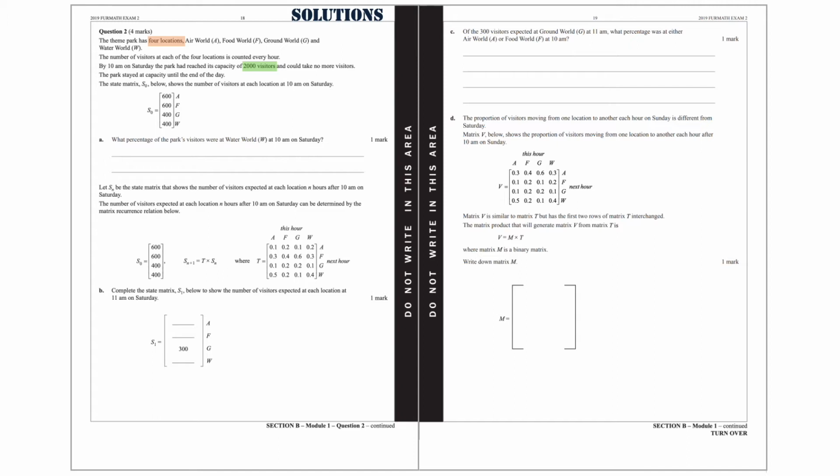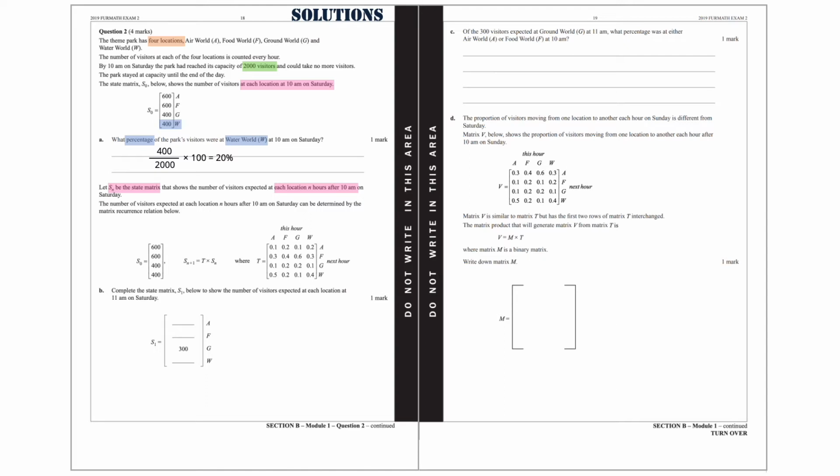The state matrix S0 below shows the number of visitors at each location at 10 a.m. on Saturday. Part A. What percentage of the park's visitors were at Water World at 10 a.m. on Saturday? From the matrix, we can see that there are 400 visitors at Water World. Because we need to calculate the percentage, we divide this by 2,000 and multiply by 100, and that gives us 20%.